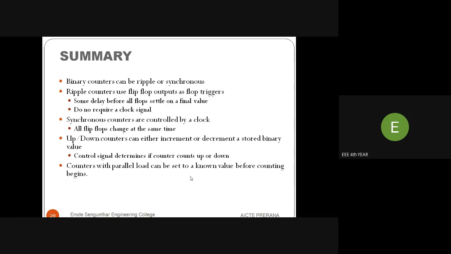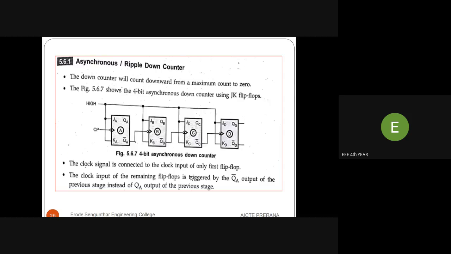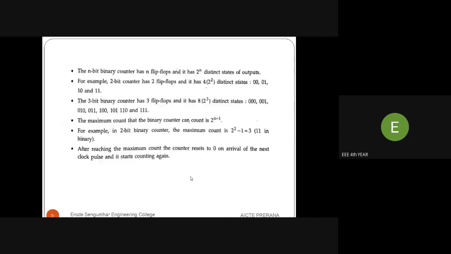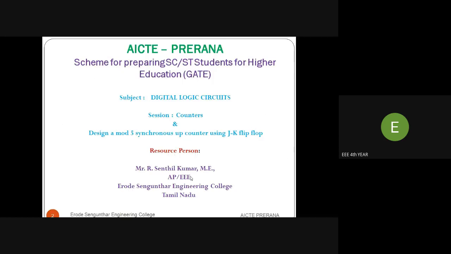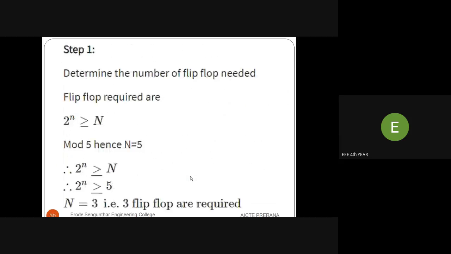So, in summary, binary counters can be ripple counters or synchronous counters. Ripple counters use flip-flop outputs as flip-flop triggers. Synchronous counters are controlled by clock pulses. See our first slide: our session was counters, and the second topic was designing a modulus synchronous up counter using JK flip-flops. So we are moving to the next topic, modulus counters.